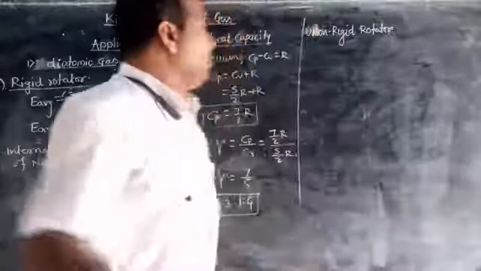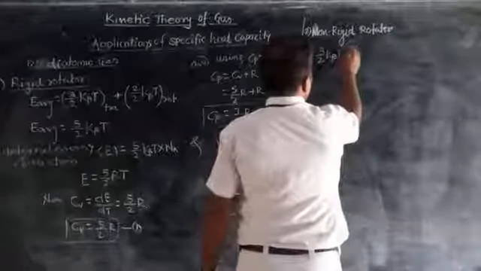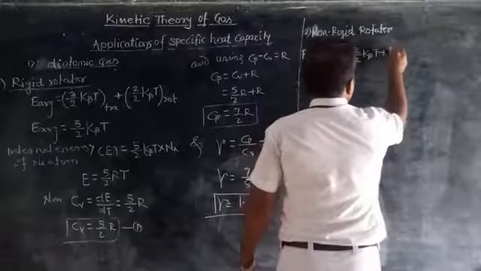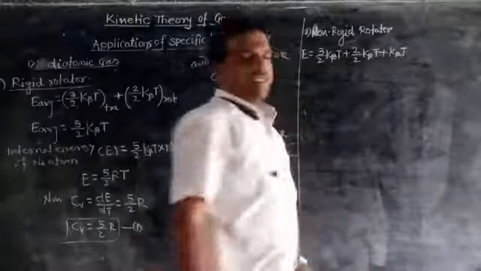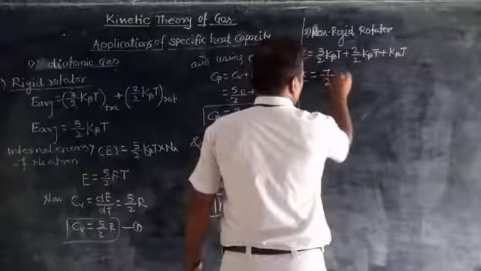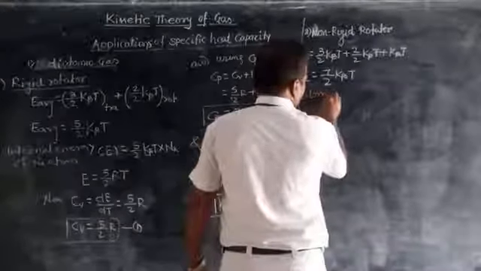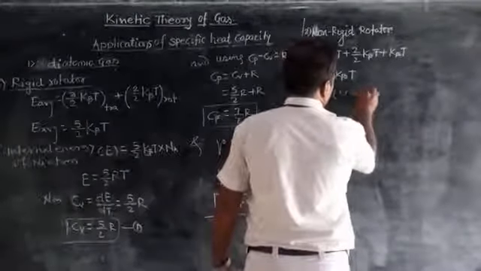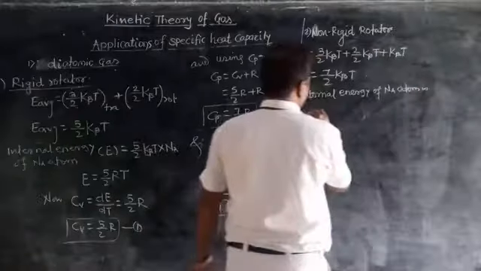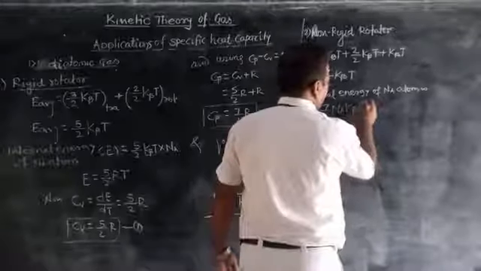Therefore the total energy E is equal to 3 by 2 k beta T plus 2 by 2 k beta T plus k beta T. These are the total degrees of freedom, and therefore E is equal to 7 by 2 k beta T, and the internal energy of Na atoms is E is equal to 7 by 2 Na k beta T.